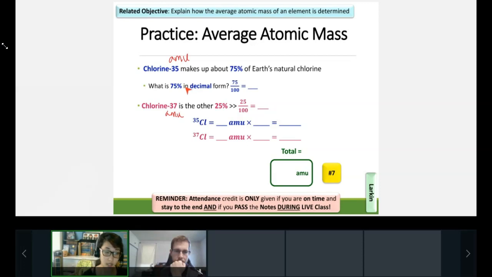So let's put this into decimal form. The word percent literally means per 100. So 75 per 100, or 75 over 100. That is what 75% means. So either put that in a calculator, or if you already know this from memory, what is 75% in decimal form? 75 divided by 100.